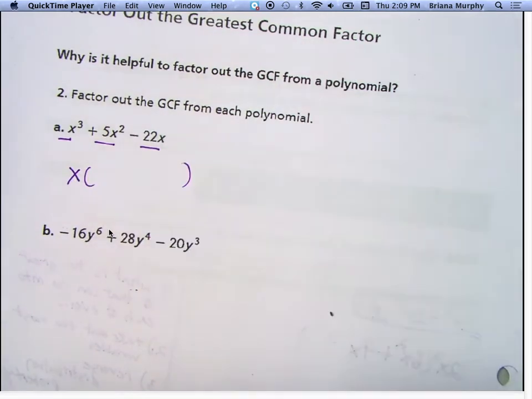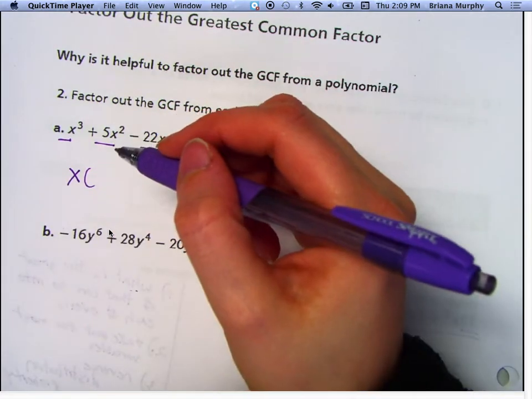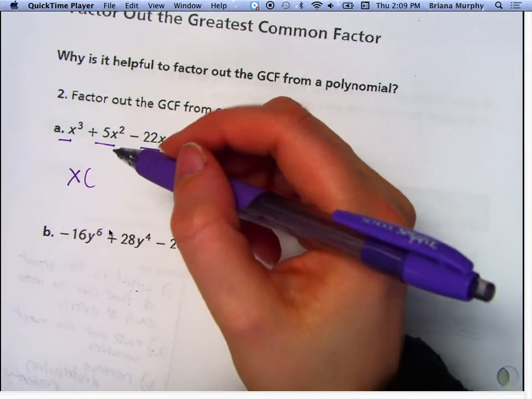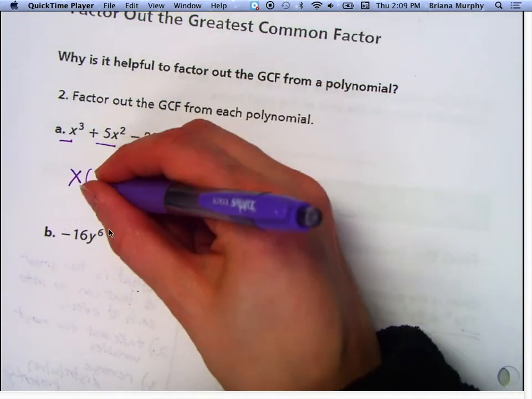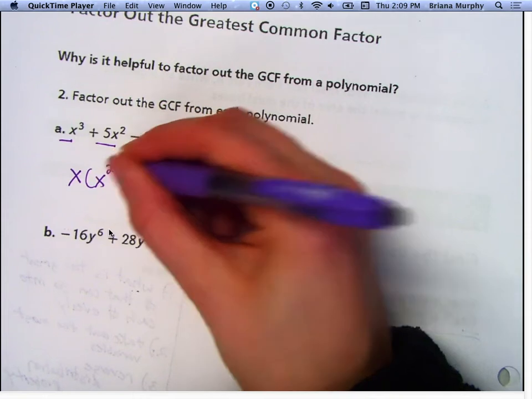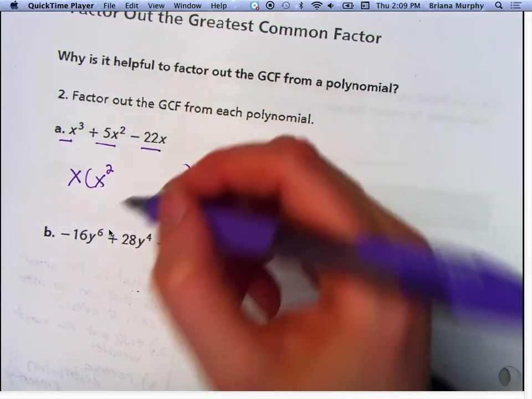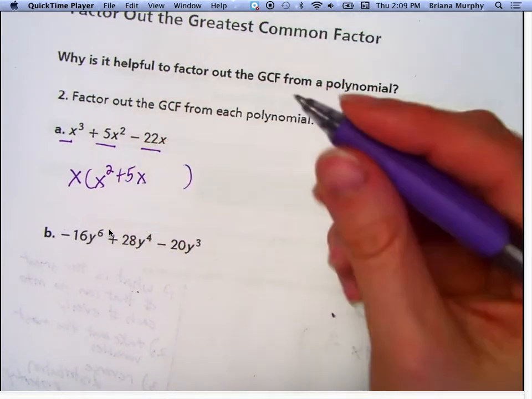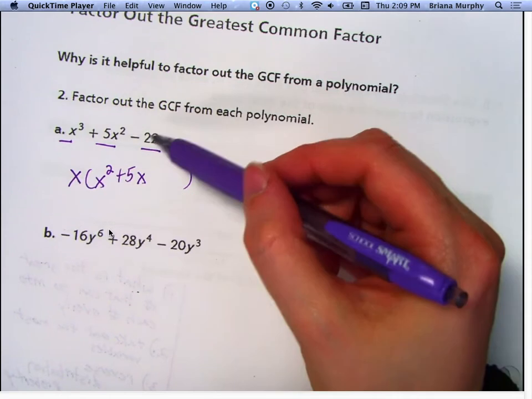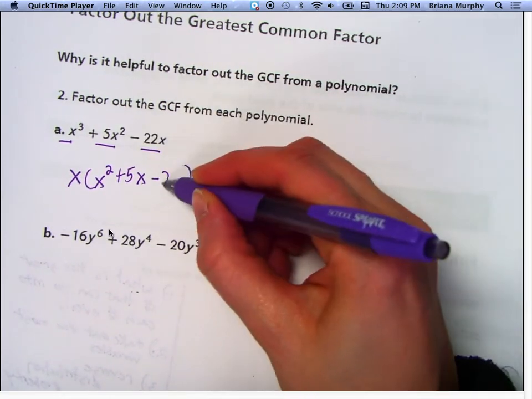X times what gives me x to the third? X to the second. Good. What x times what gives me 5x squared? 5x. Good. What times x gives me negative 22x? There, I'm done.